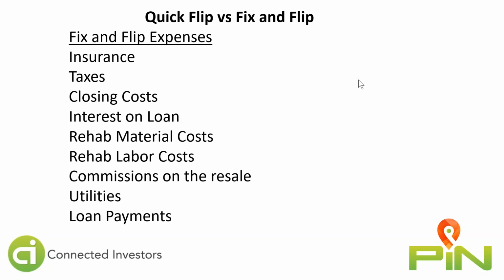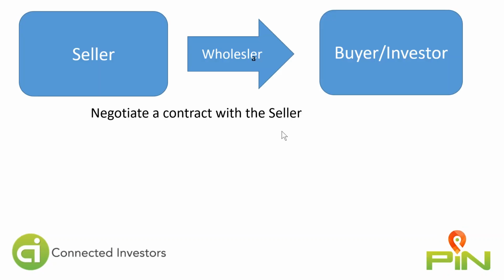So that being said, let's go ahead and talk about how in the world you do this wholesaling thing. Or if you're a fix and flipper and you want to buy properties like a wholesaler or a buy and hold person, let's walk you through that process right quick. So basically what you're going to see here, guys, on the screen is you're negotiating a contract as a wholesaler with that seller.